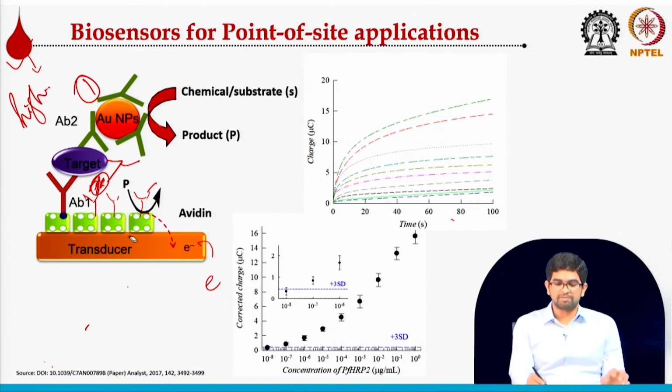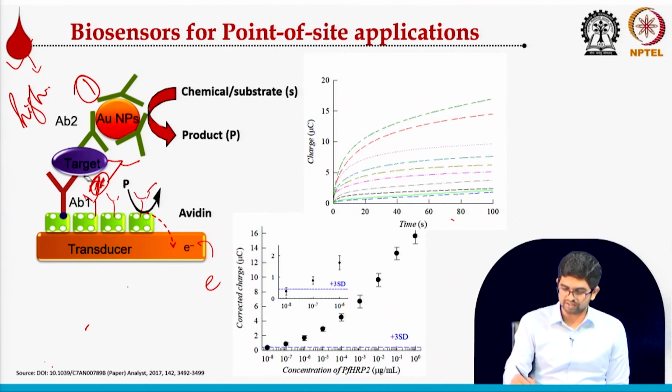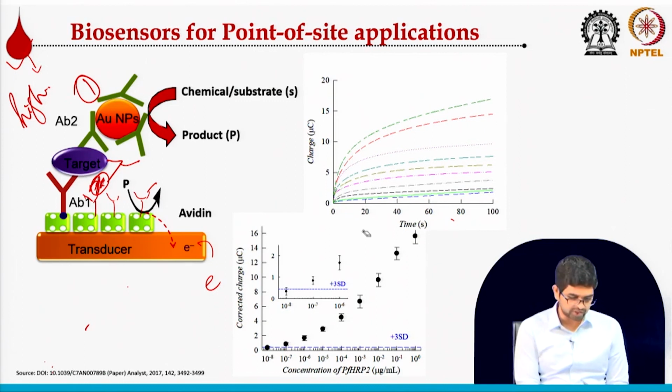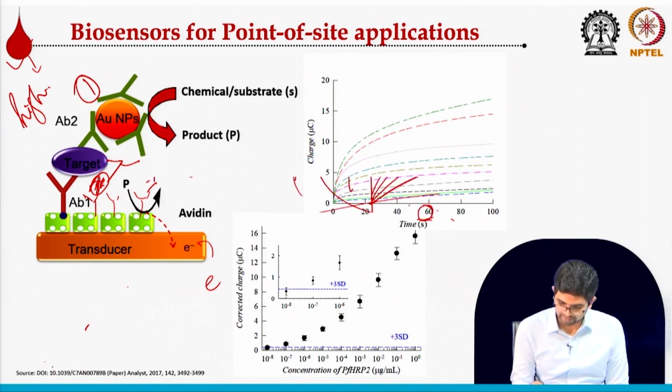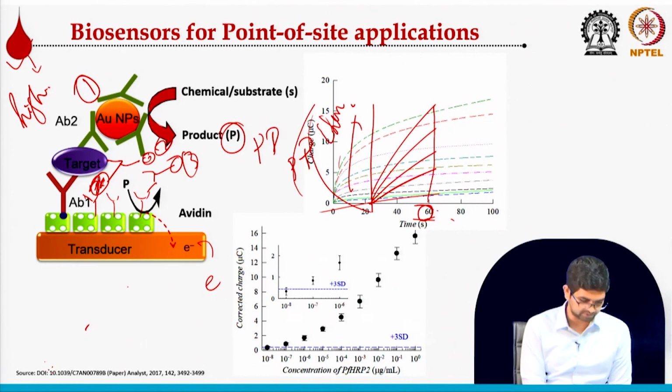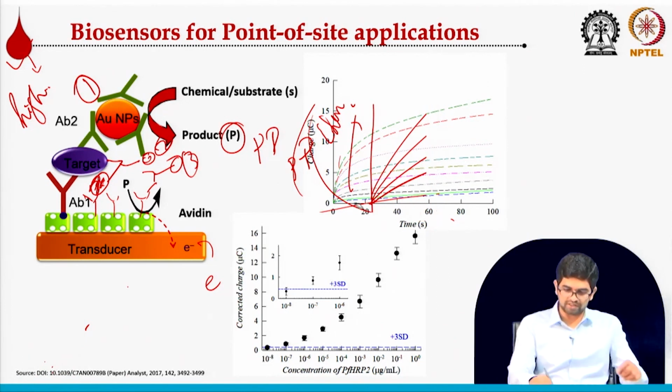See, this is one example, where we are detecting charge versus time with different concentrations, right. So, you can see when we increase the target concentration, we are getting higher and higher charge. Now, suppose in a certain time, say this 60-second time, we can fix a time and we can measure the charge. Okay. So, we can measure the charge, and those charges we can plot here.